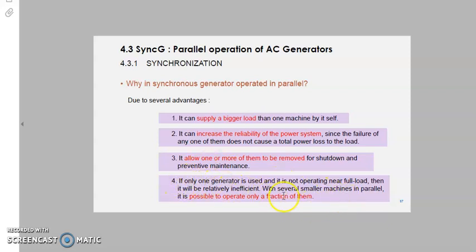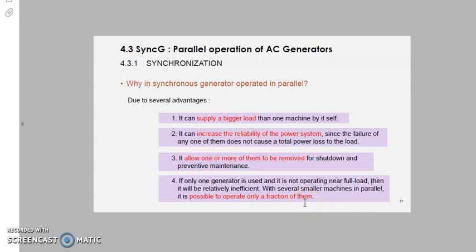If only one generator is used and it's not operating near full load, the machine will not be efficient. For a synchronous generator, it is preferable to operate near full load. If you operate at 10% or 40% of the full load, it's not efficient. The efficiency is very low. For a synchronous generator, the efficiency will be at its top, with best performance, when you operate near full load condition. So if you want to use one machine, use it near full load.